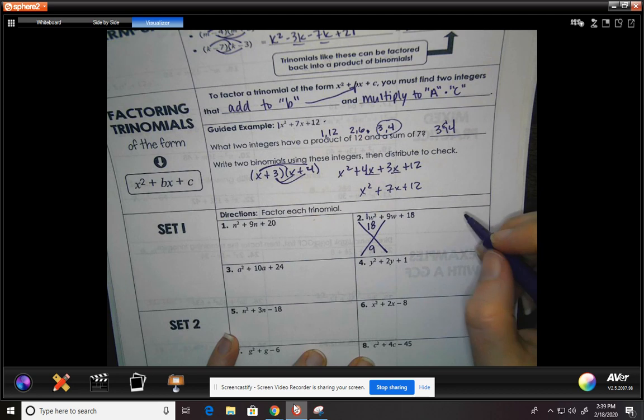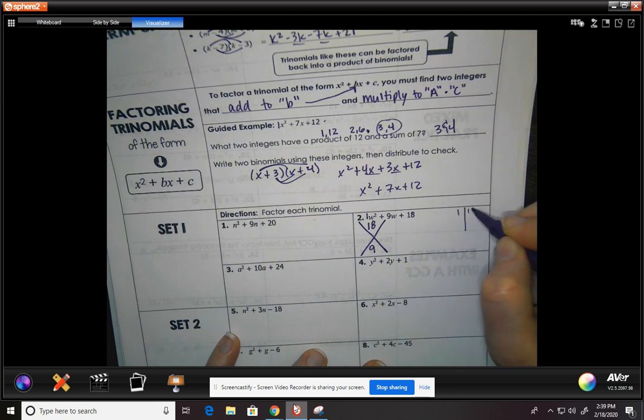Now I'm going to come over here and list the factors of 18. I've got 1 and 18, 2 and 9, 3 and 6, and that's it. If you don't know your factors of 18, here's a really cool trick. If you go to y equals, and you type in 18 divided by x, and you go to the table, it will list them for you: 1 and 18, 2 and 9, 3 and 6.